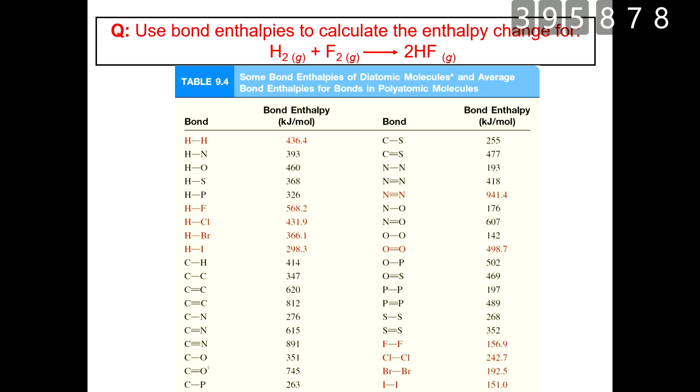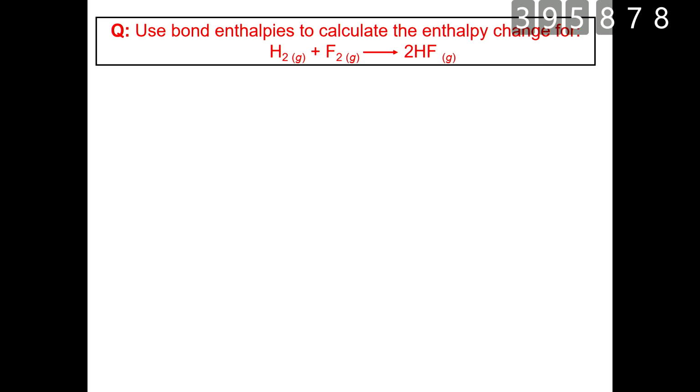And also we can say the products' bond enthalpy is higher than the reactants', right? So this means when they form the products, they will release more energy. Okay, good.